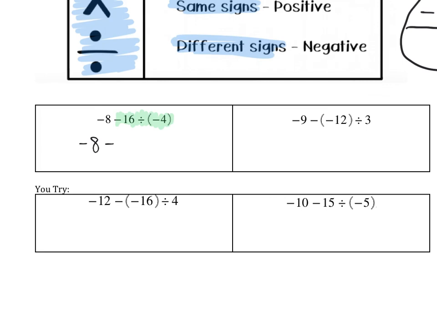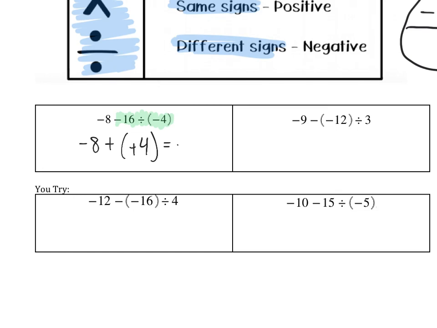So I'm still going to write down what we have. We still have -8 minus. And then I'm going to do 16 divided by -4. Okay, so 16 is positive and 4 is negative. So I know a positive divided by a negative gets a negative result. So I'm going to use parentheses for my answer, and 16 divided by 4 is 4. And then from here, when I have a double negative or when I'm subtracting a negative, that becomes a positive. So you're going to add.